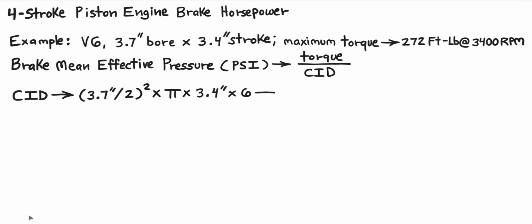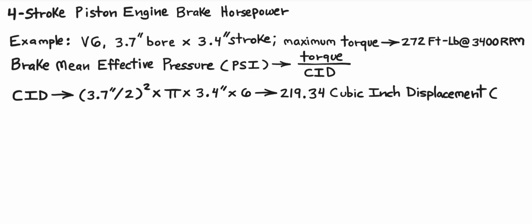So we have the bore, as in the diameter of a circle, divided by 2 for radius, squared, times pi, so we have cross-sectional area, then times the piston stroke per cylinder times 6 cylinders. So that's 219.34 cubic inches of displacement for the entire engine. So then we have this ratio here.